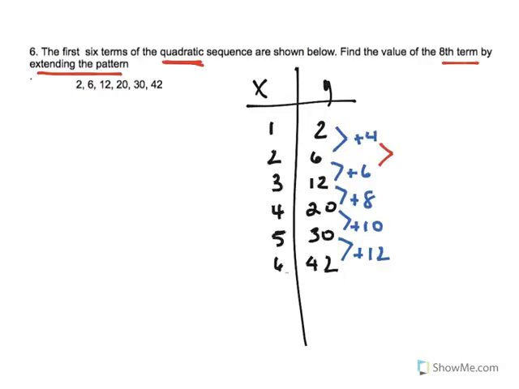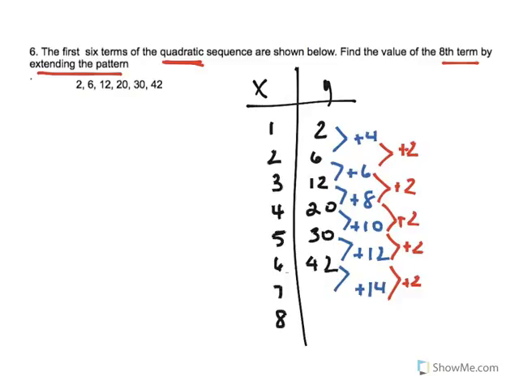To get from 4 to 6, I add 2. To get from 6 to 8, I add 2. To get from 8 to 10, I add 2. To get from 10 to 12, I add 2. So the problem tells me I need to find the 8th term. I'm at the 6th term right now. So I'm going to find the 8th term. Well, I know that this second pattern is increasing by 2. So this pattern will be increasing by 14.